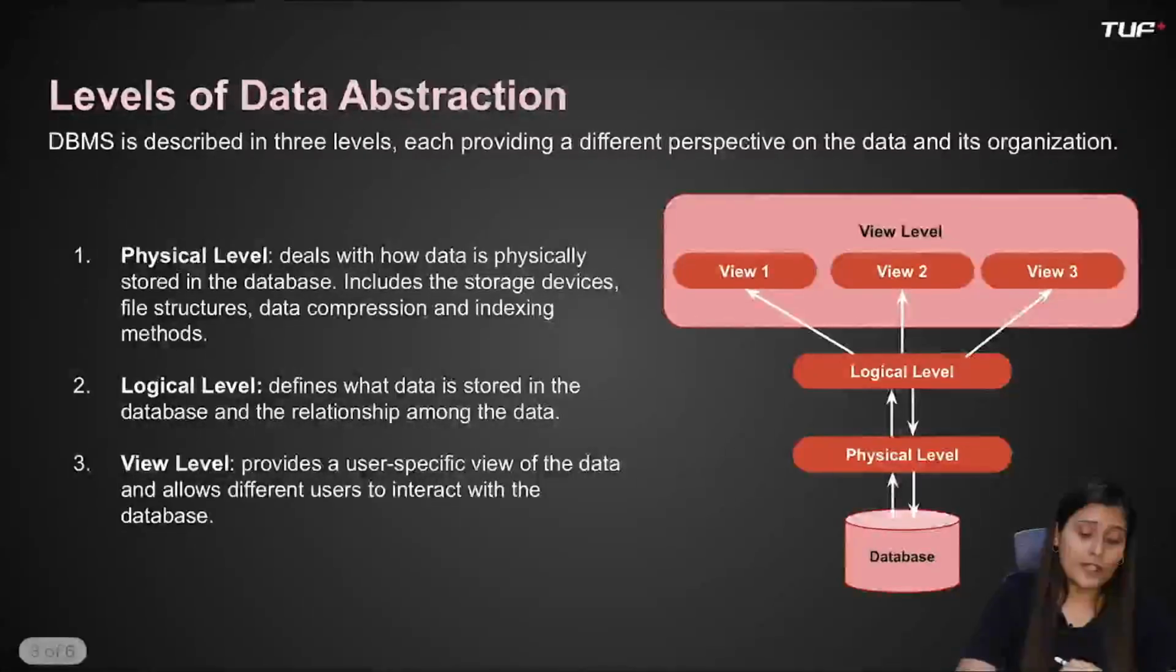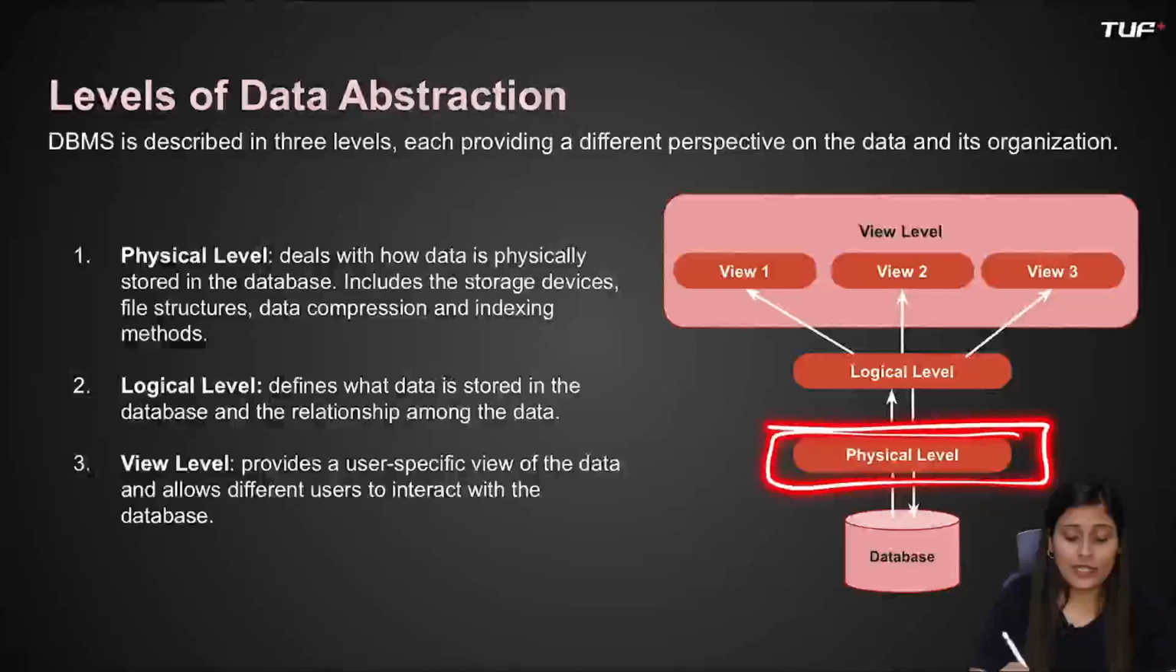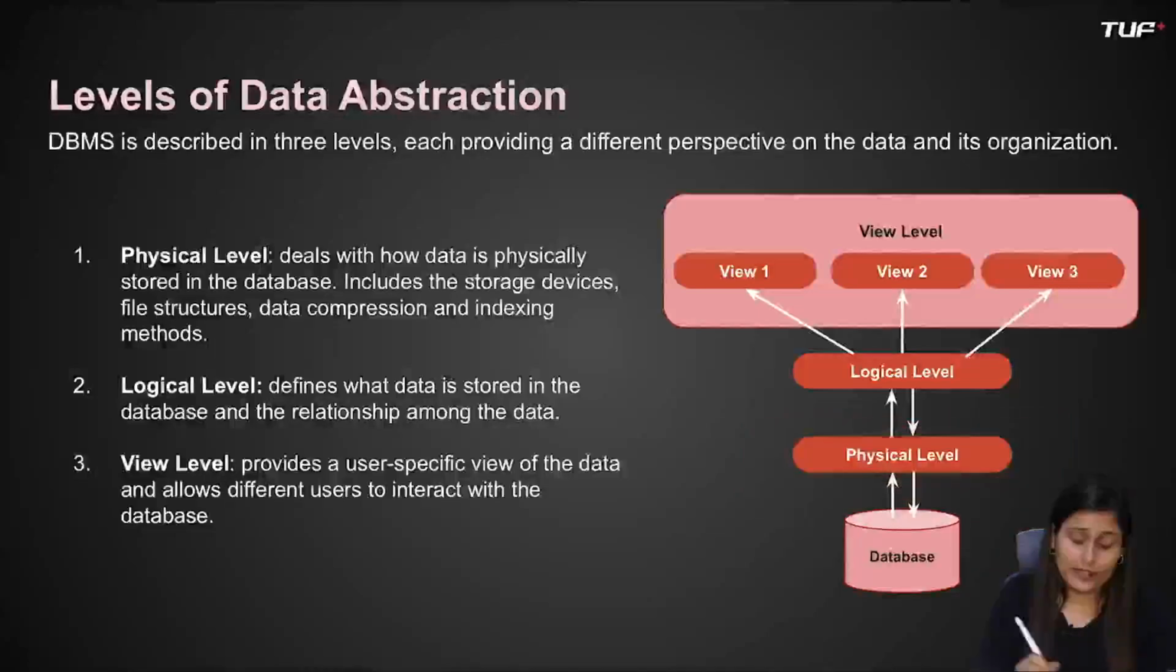Now, there are levels of data abstraction. Basically, we abstract the data on 3 different levels. The very first is the physical level, which is basically the database. It deals with how data is physically stored. The physical level needs to understand how data is stored in the DBMS, and the database includes the storage device, file structure, data compression and indexing methods. So the physical level has knowledge about everything: how data is being stored, how data compression is being done, and the indexing methods.